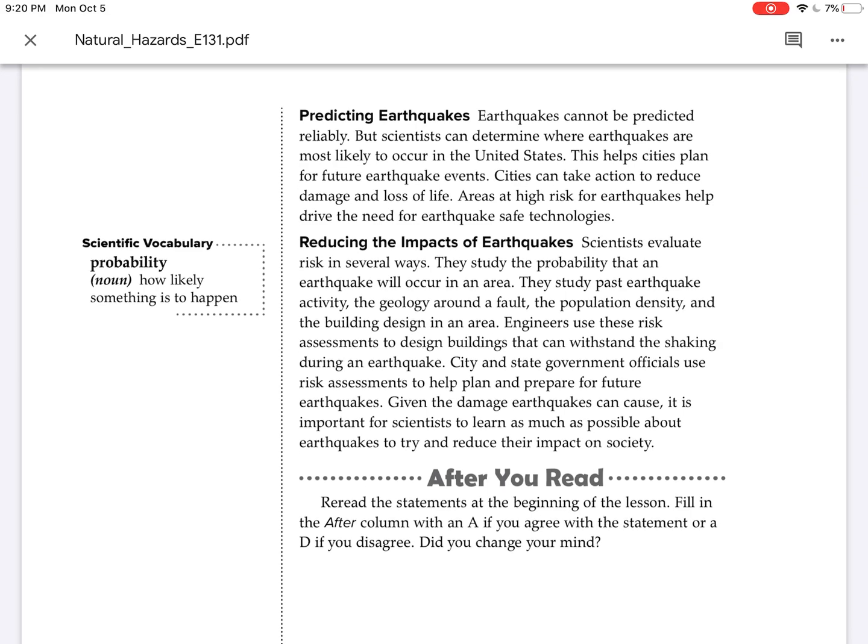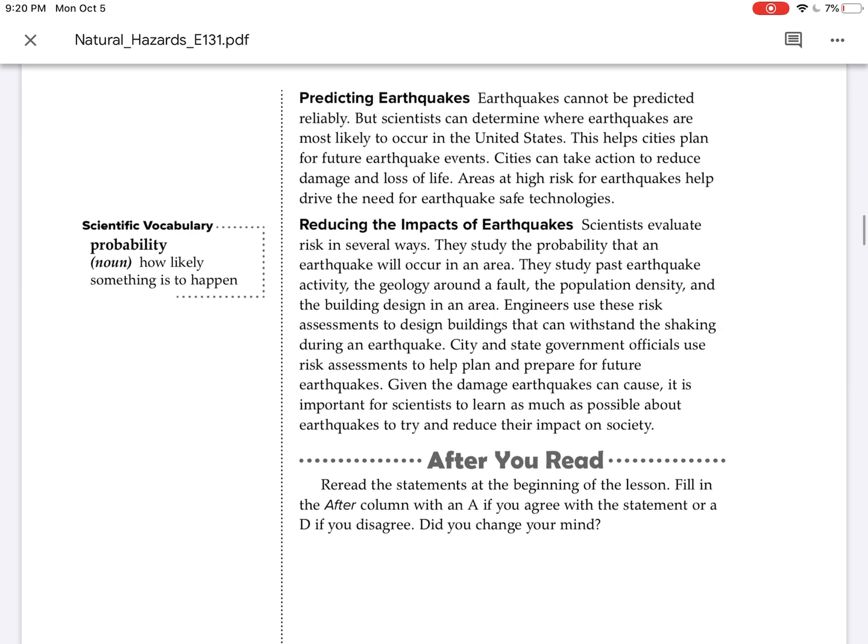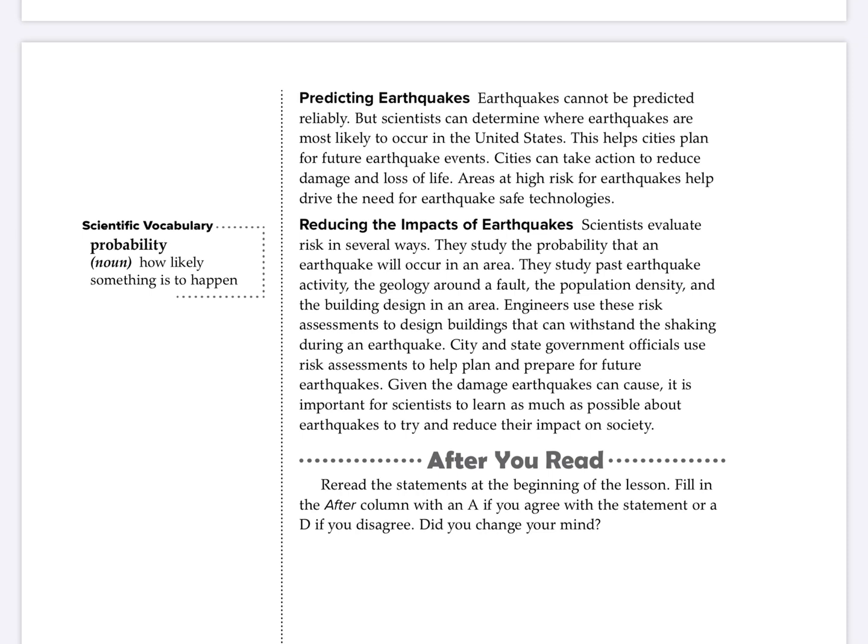Predicting earthquakes. Earthquakes cannot be predicted reliably, but scientists can determine where earthquakes are most likely to occur in the United States. This helps cities plan for future earthquake events. Cities can take action to reduce damage and loss of life. Areas at high risk of earthquakes help drive the need for earthquake-safe technologies, reducing the impacts of earthquakes.